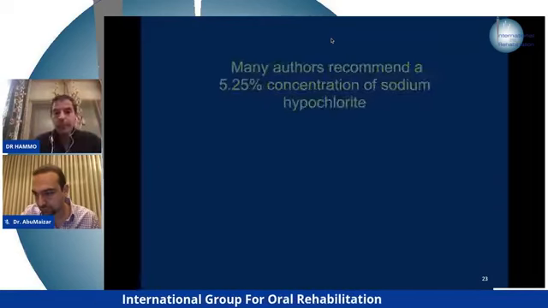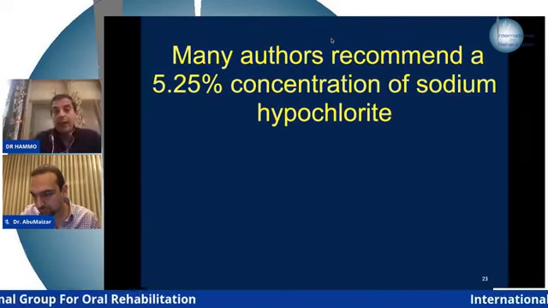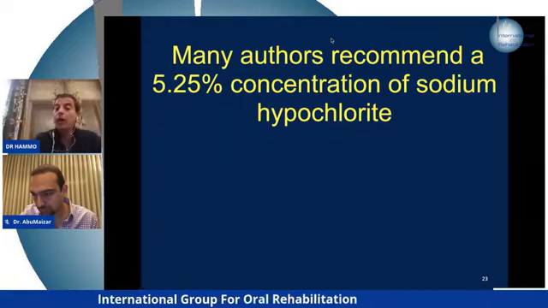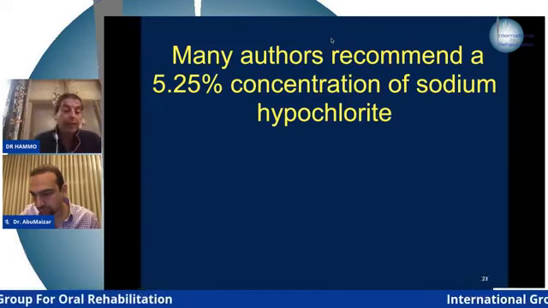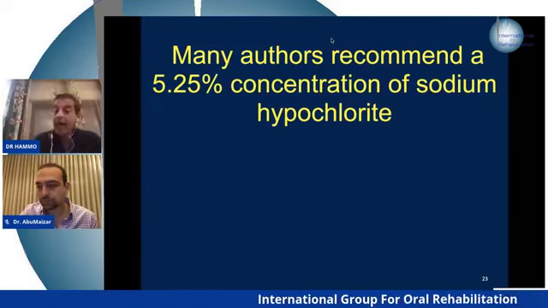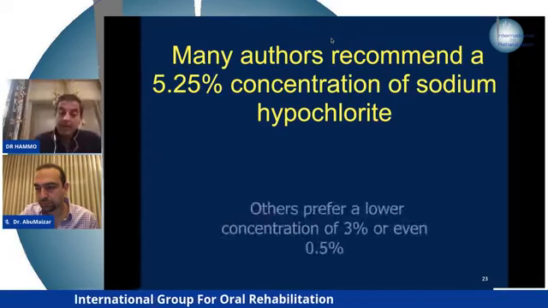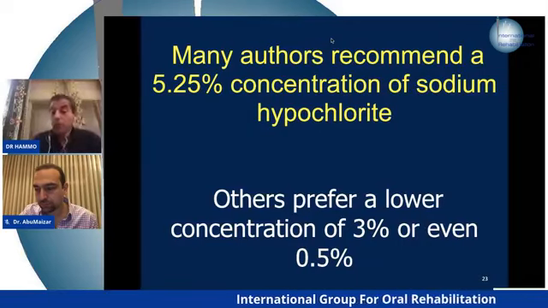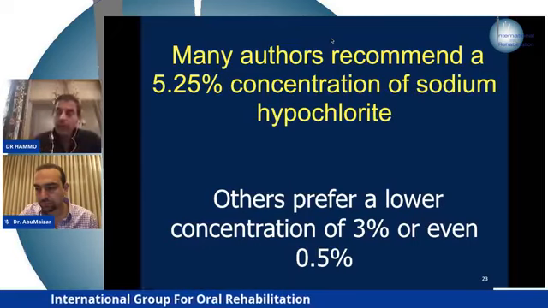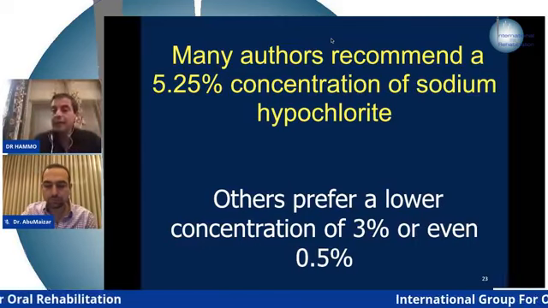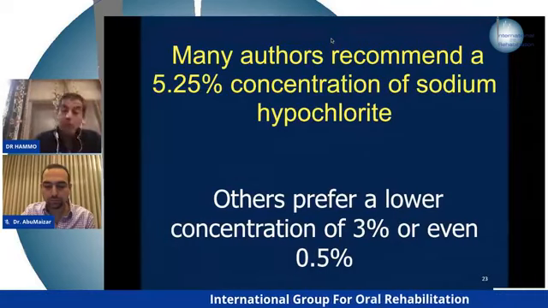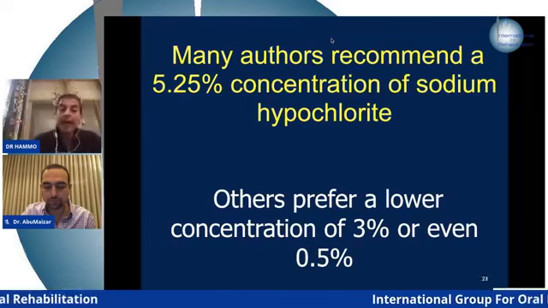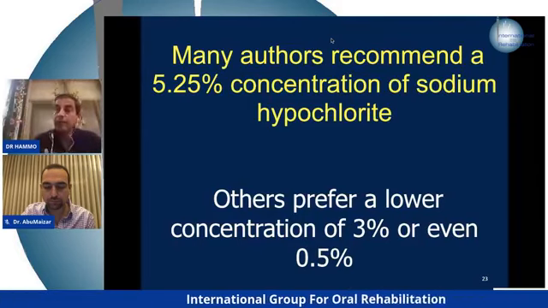Because of this, many authors recommend a 5.25% concentration of sodium hypochlorite, which means full concentration of Clorox. That means you can use Clorox as it is, without any dilution. Others prefer a lower concentration from 0.5 to 3%. So we don't have a general agreement regarding the concentration. Personally, I prefer to use full concentration, which is 5.25%, and I believe it will give me better results.